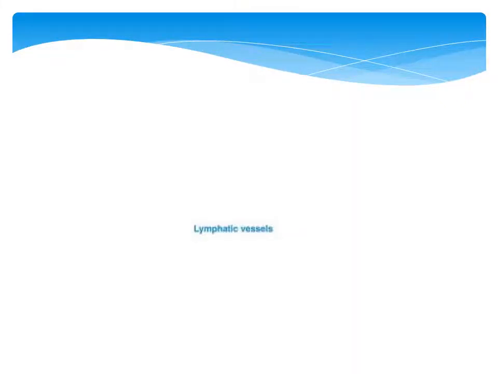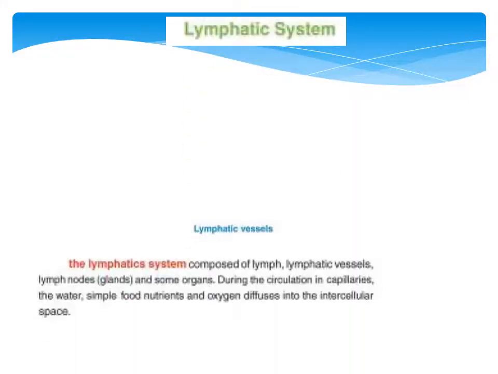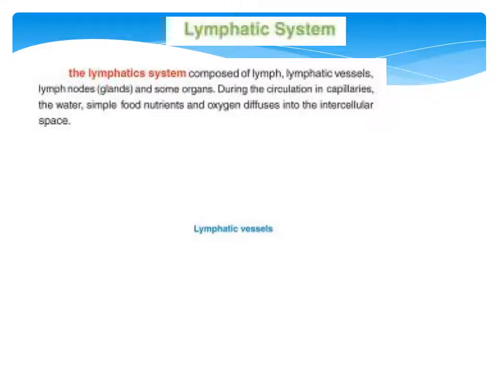Lymphatic vessels. The lymphatic system. When we talk about the circulatory system, we say it is divided into two systems: blood circulation and lymphatic circulation. The lymphatic system is composed of what? Lymphatic vessels, lymph nodes or glands, and some organs.